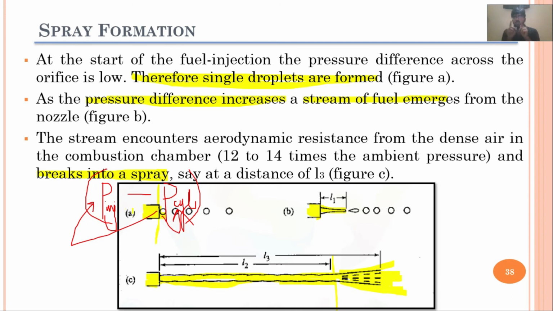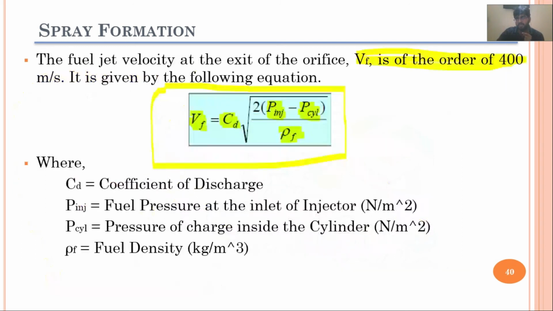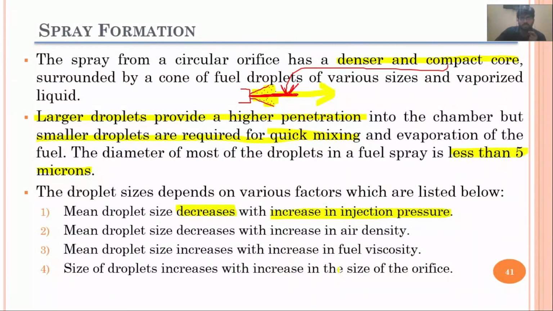When the difference between the injection pressure and cylinder pressure is low, meaning the injection pressure is low, we will have a larger size of the fuel molecules. But when we have a very high injection pressure, and the difference between the injection pressure and cylinder pressure is very high, then we can simply say that smaller droplets would be coming out of this orifice. So the mean droplet size decreases with the increase in the injection pressure.